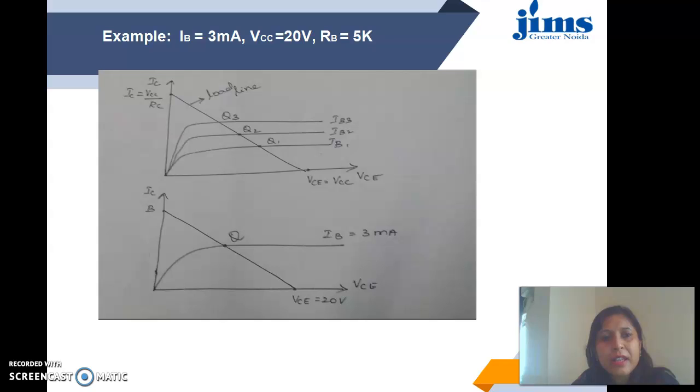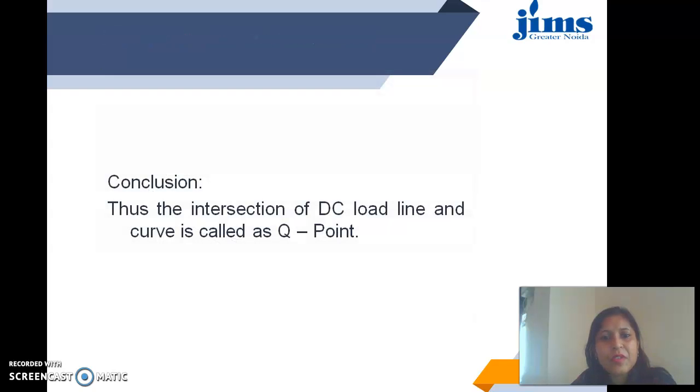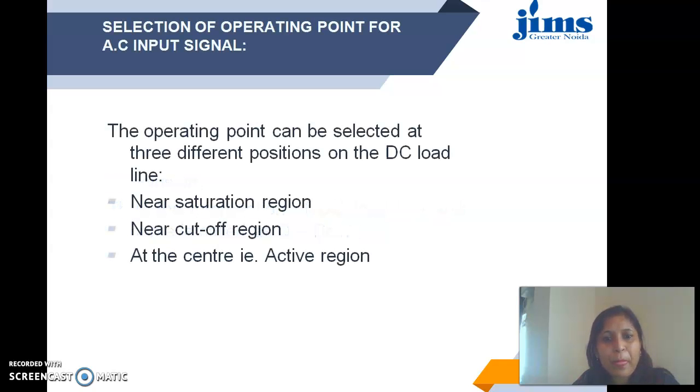So IC is equal to VCC by RC. From that value, IC is equal to VCC, given as 20 volt, upon RC. So this is the conclusion, that the intersection of the DC load line and the curve is called the Q point. Now we have to select the operating point.